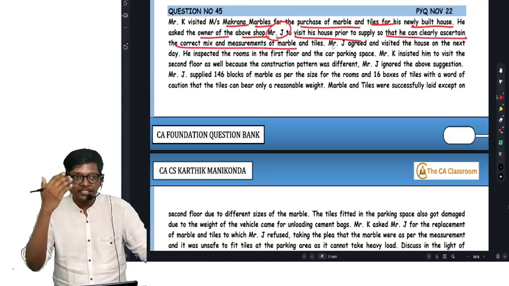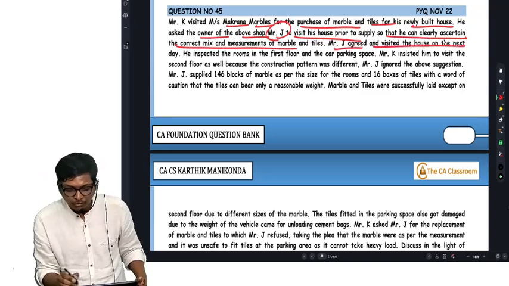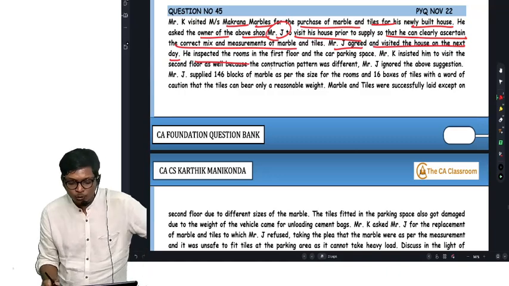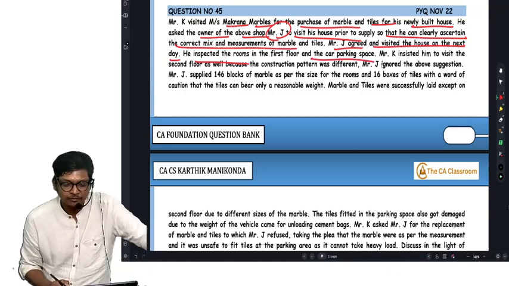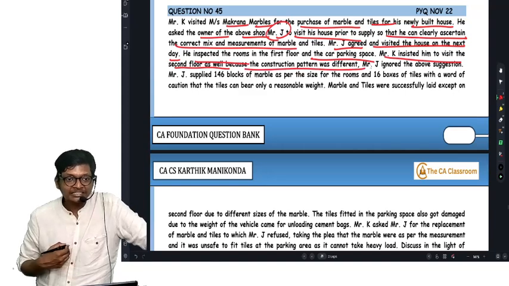Similar question like the window one, but a little different. J, the shop owner of marbles, agreed and visited the house the next day. He inspected the rooms on the first floor and the car parking. K insisted that he visit the second floor as well, because the construction was different.